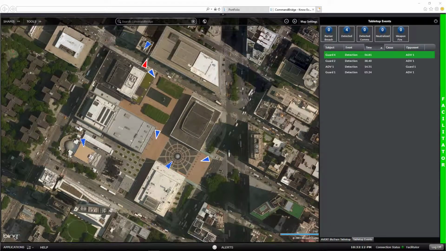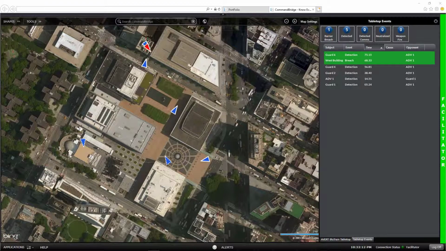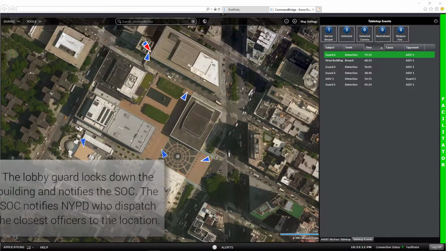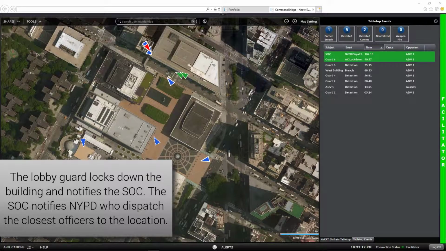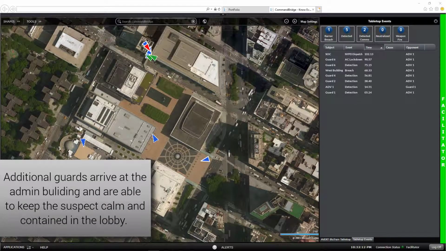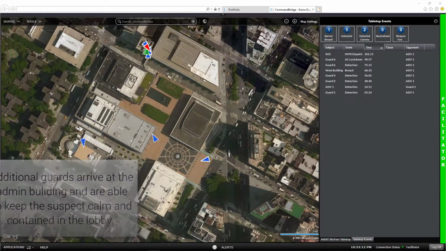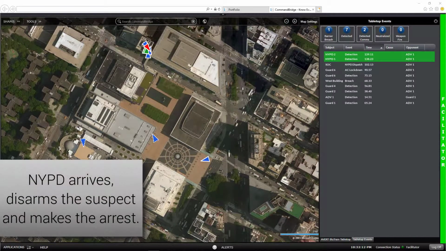As the suspect enters the admin building, he pulls a knife from his bag. The security officer in the building lobby sees the suspect with the weapon, locks down the building, and notifies the Security Operations Center. The Security Operations Center notifies the local police, who dispatch the nearest police officers to the location. Additional security officers arrive at the admin building and keep the suspect contained in the lobby. The responding police force disarm the suspect and make the arrest.